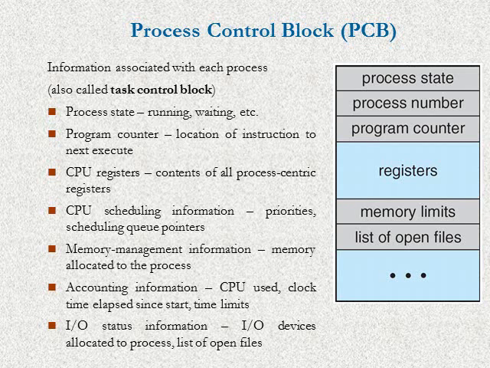Some memory information about the process, what is the limit of the memory, and several other things that I do not want to mention at the moment, because we have a whole section over there. And then how much time has elapsed and how much time is still there, what are the IO devices that are required by this process to complete its execution. So all of this information associated with the process is stored in the process control block.